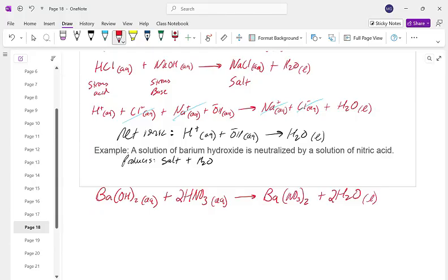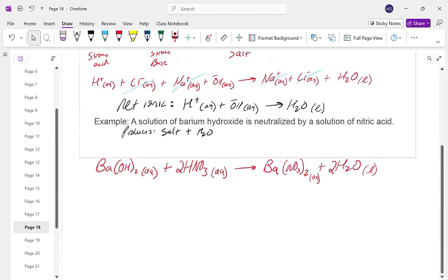And let's do one final check, because you'll notice I haven't put anything next to the barium nitrate, like what state it is in. So this is where you need to look at your solubility table. You'll see all the nitrates are soluble. So we know that that salt is going to be aqueous. Now let's draw a net ionic equation for this.